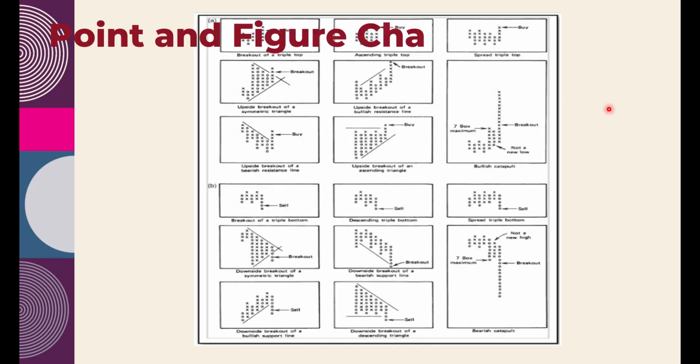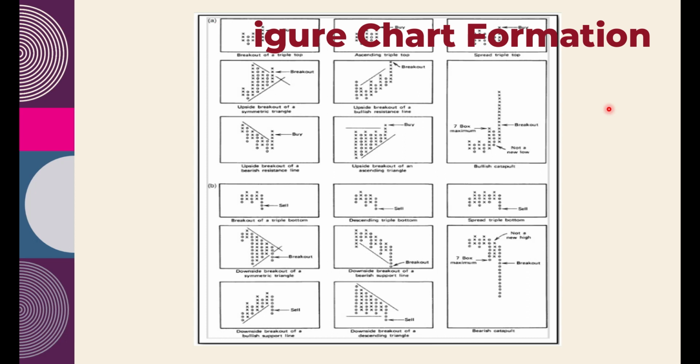Similar to bar chart and candlestick chart patterns, there are formations and patterns we can follow in the point and figure chart as well. So these are some of the patterns. The first one is the breakout of a triple top. This is ascending triple top, spread triple top, upside breakout of symmetric triangle, upside breakout of bullish resistance line, upside breakout of a bearish resistance line, upside breakout of an ascending triangle, bullish catapult.